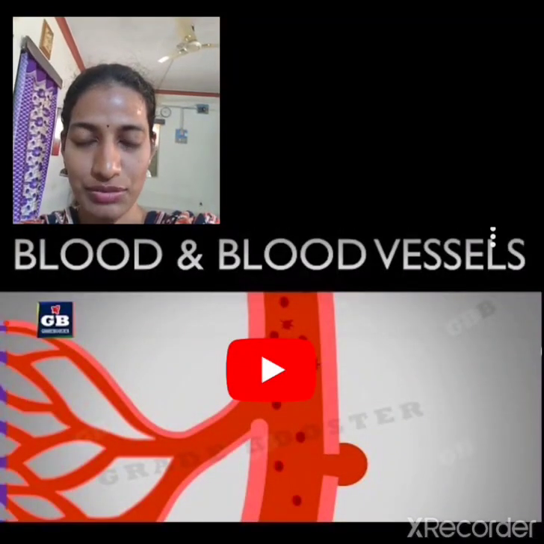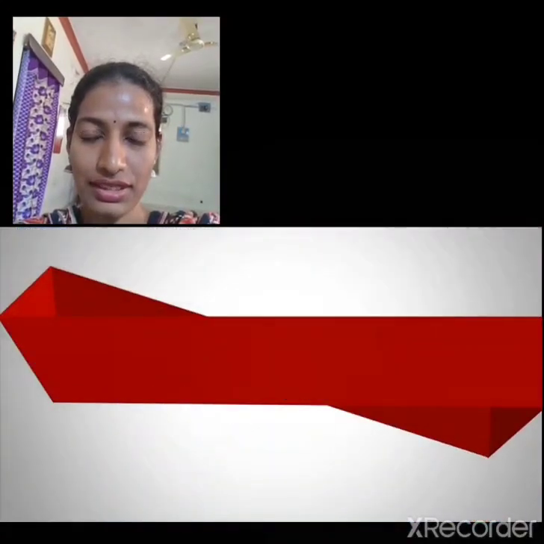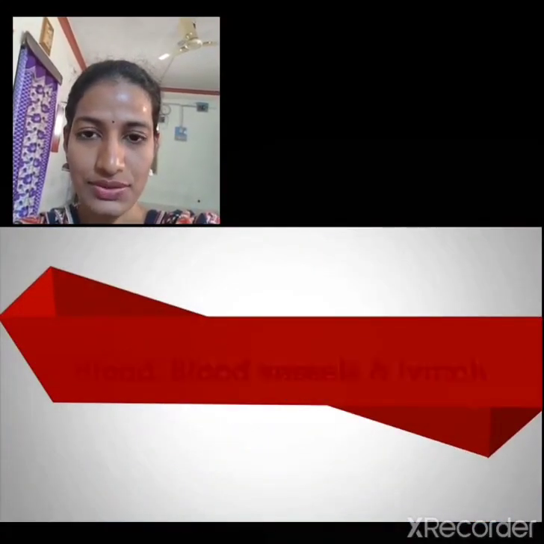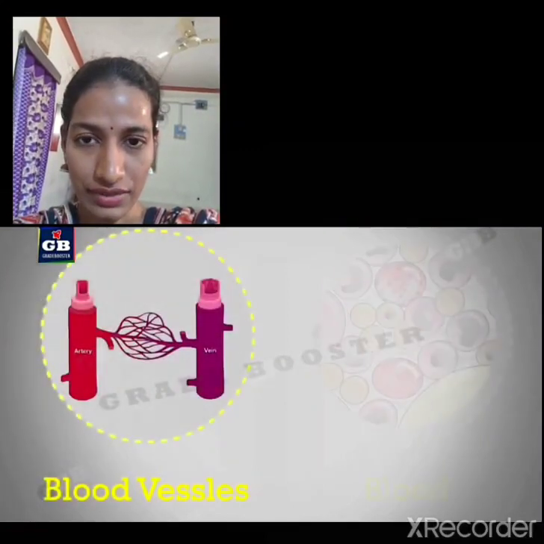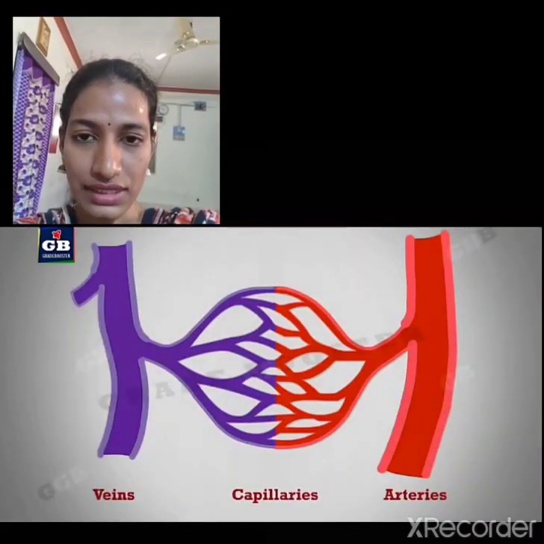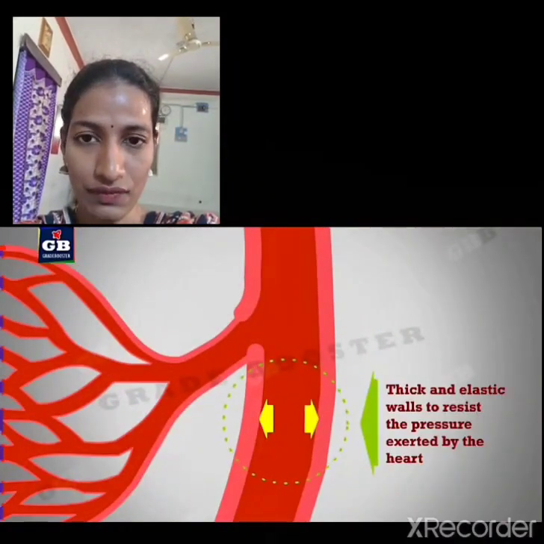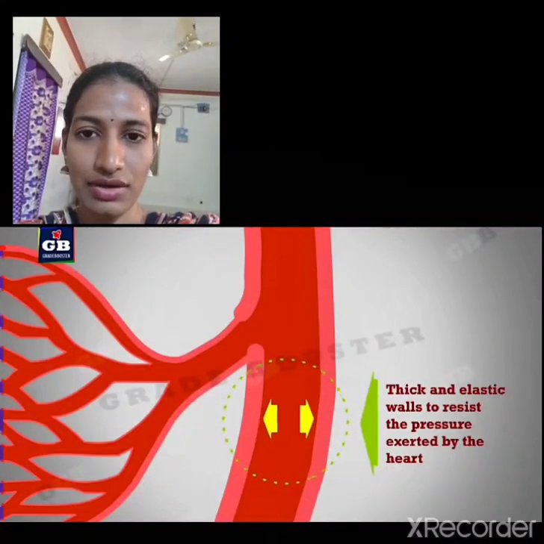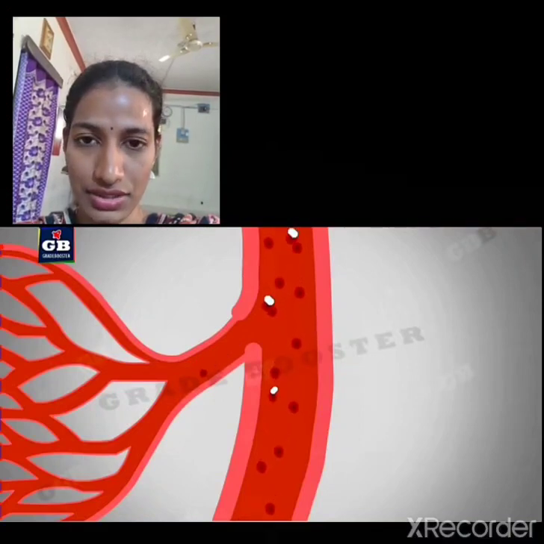Here you will be studying about the blood vessels. Already you know that there are three types of blood vessels: arteries, veins and capillaries. First let us start with the arteries. Arteries are usually thick walled. They help in carrying oxygen-rich blood to all the parts of our body. They are elastic in nature. So this is regarding the arteries.